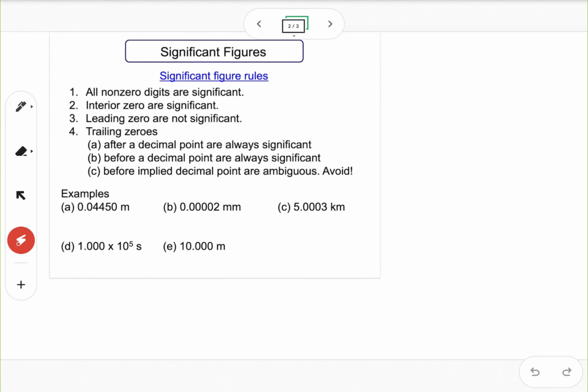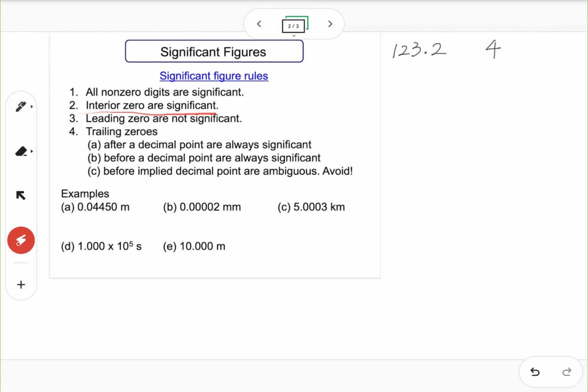Rule number 1: all non-zero digits are significant. Well, this is very obvious. For instance, if you have 123.2, all 4 digits are non-zero. So for this number, it has 4 significant figures.